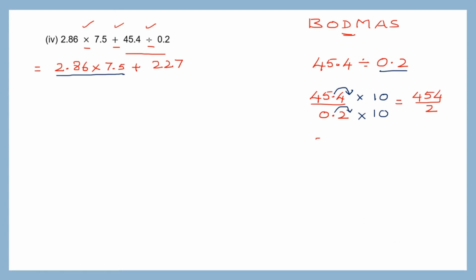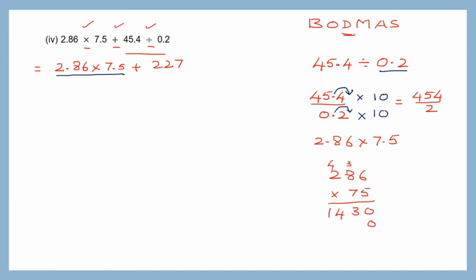So remember, when you multiply, there are rules again to follow. Ignore the point and multiply. So my numbers now become 286 into 75. I'm ignoring the point. Okay. 5 6s are 30, carry 3. 5 8s are 40, plus 3, 43, carry 4. 5 2s are 10, plus 4, 14.